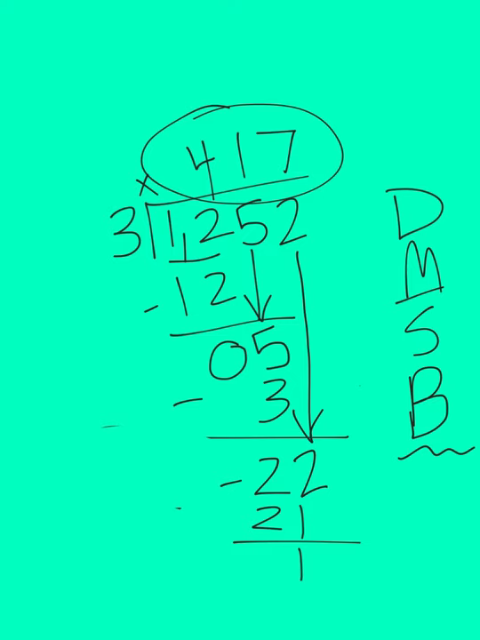And our last step would be to bring down the next piece, but there's nothing left right here to bring down. So we are just going to have our answer as 417 with a remainder of 1.